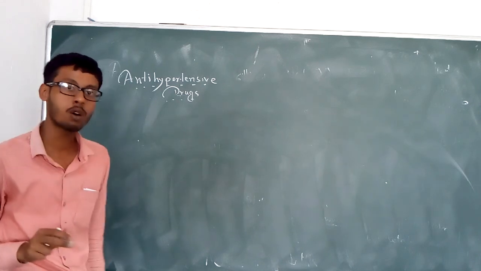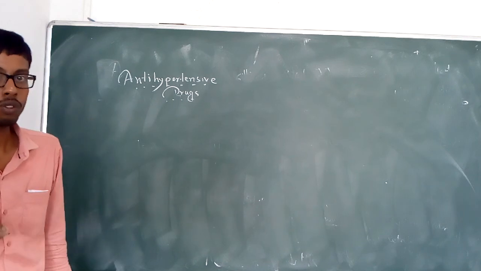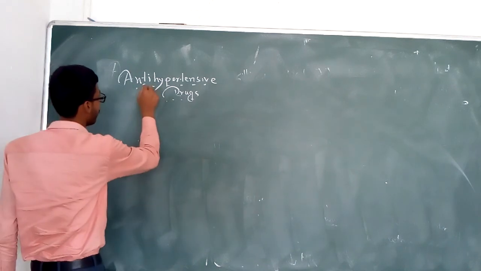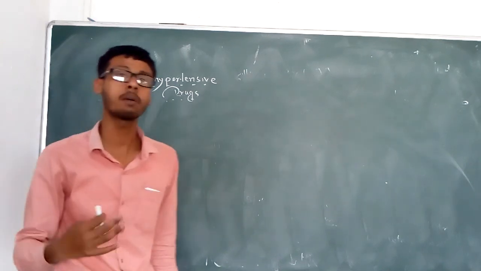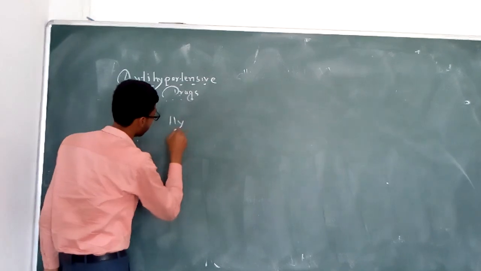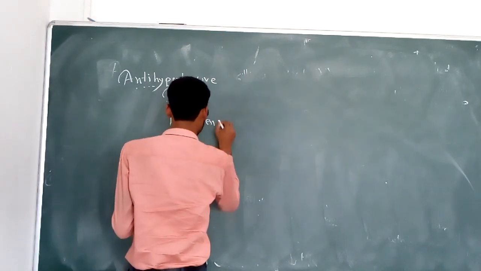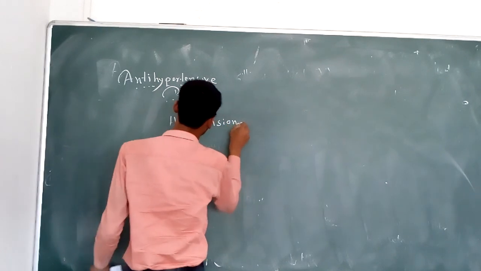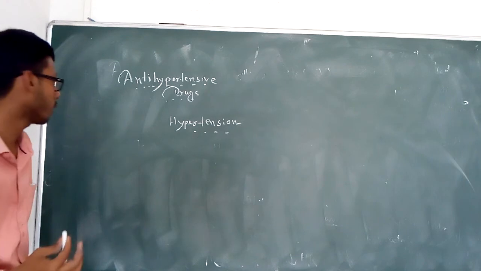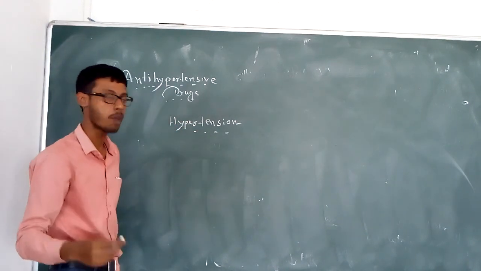So this is also cardiovascular drugs. Okay, so hypertension, anti-hypertensive drugs জানার আগে আমাদের জানতে হবে হাইপারটেনশনটা কি। তো হাইপারটেনশন এটা একটা disease, or you can say it is the symptoms. It is associated or characterized by the increase in blood pressure.